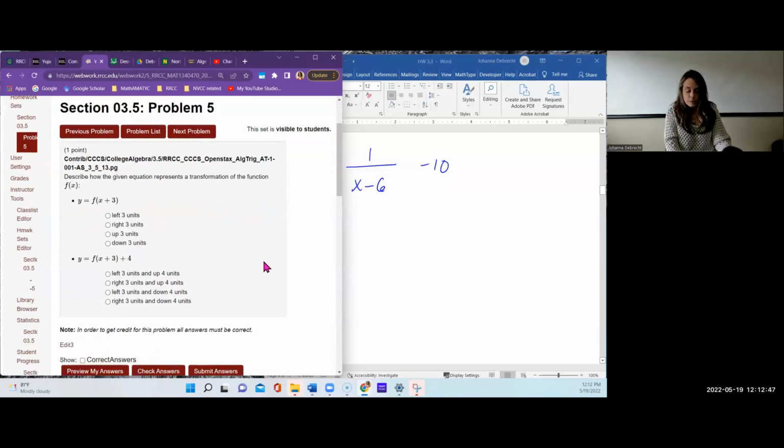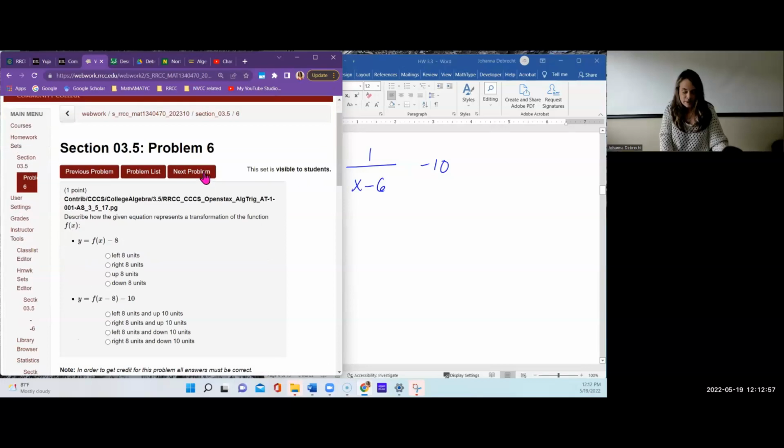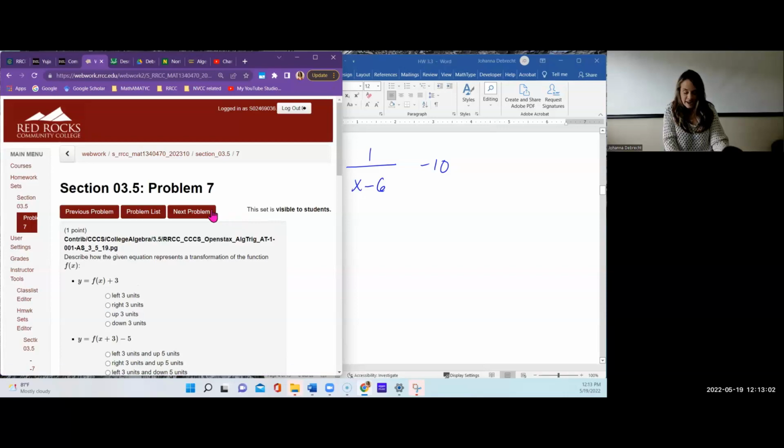Looking at number 5, we have the same kind of problem. I'm going to leave this one for you to try at home. And the same on number 6. And 7.